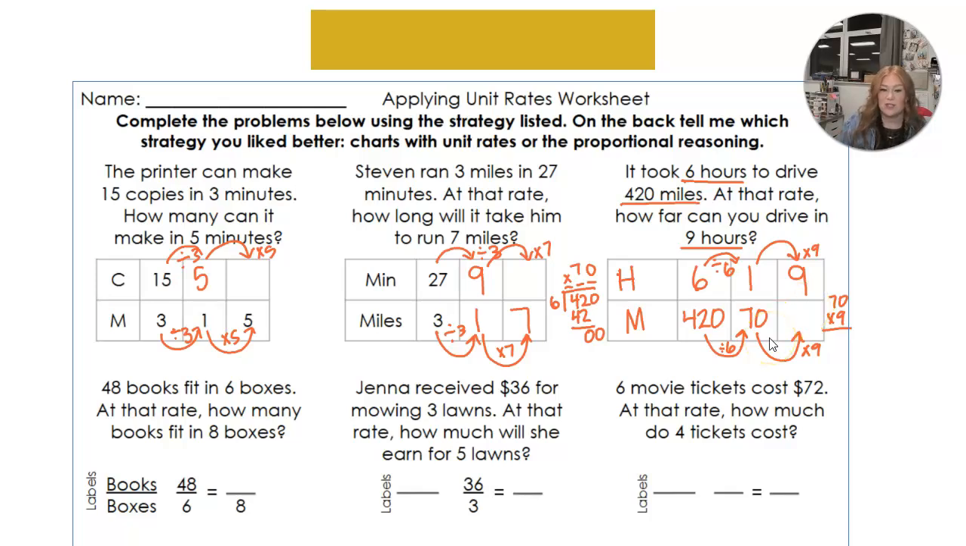So that's our unit rate strategy. Every time we're going to the 1 and then to what we need, making sure that everything is matched up in the right row. So now we're going to try the proportion strategy. And it's pretty much the same thing. We have labels. We have what we started with, but we're not going to go to the 1. We're going to skip right to what we want to know.